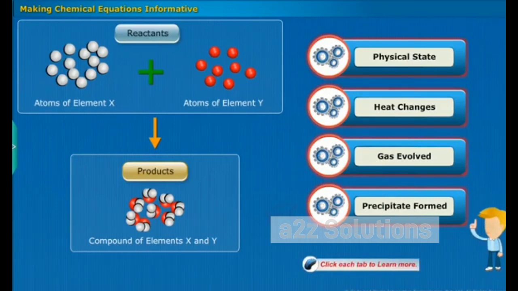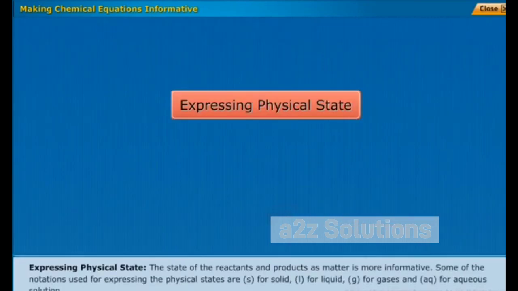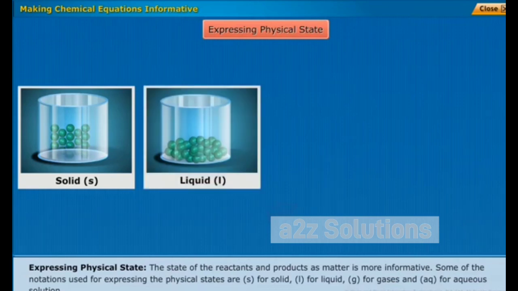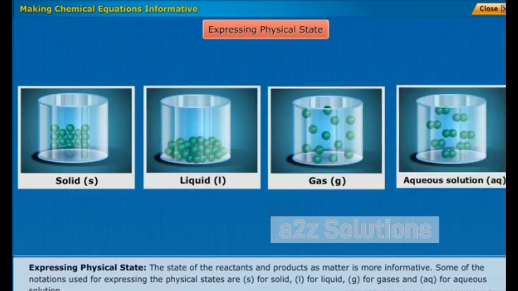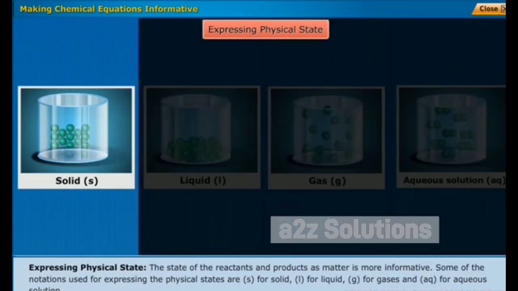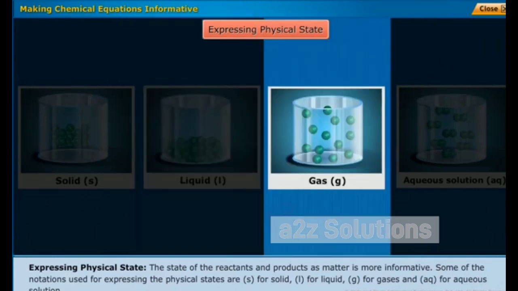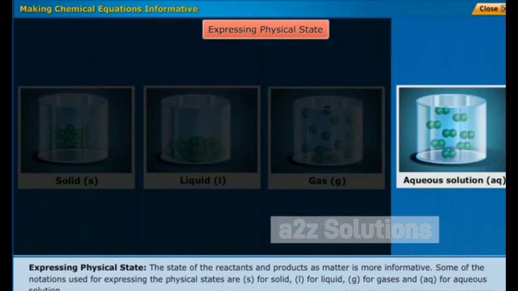Click each tab to learn more. Expressing physical state. The state of the reactants and products as matter is more informative. Some of the notations used for expressing the physical states are S for solid, L for liquid, G for gases, and AQ for aqueous solution.